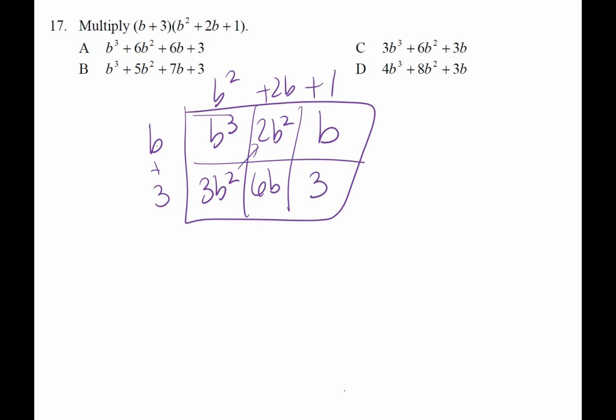And most likely across our diagonals are like terms to combine. So I get B cubed. 3B squared plus 2B squared is 5B squared. 6B plus B is 7B, and then plus 3. It looks like answer choice B.